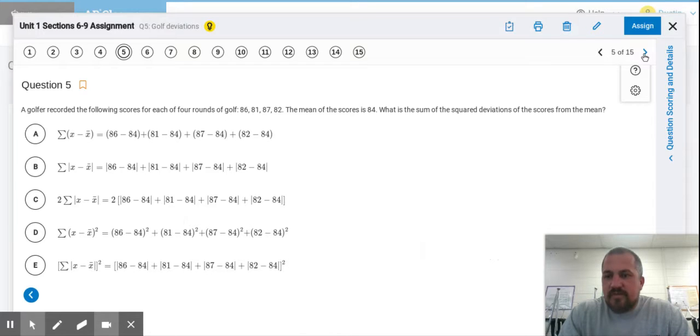In question number 5, we are looking at the sum of the squared deviations from the mean. Remember, squared means we're going to have to take it to the second power. Deviation from the mean means subtracting it from the mean, and then you want to add all those together. So how far are they away from the mean squared? So which one of those shows that?